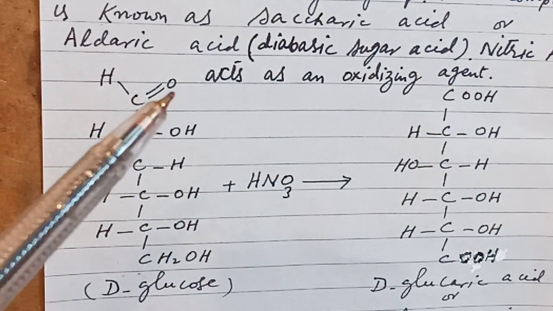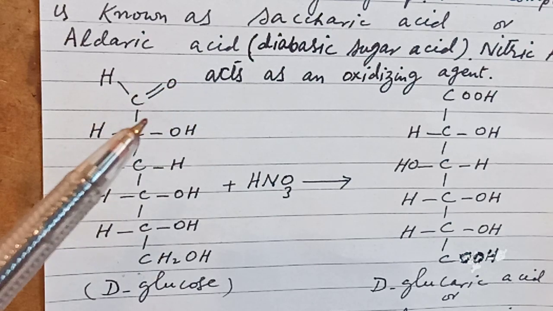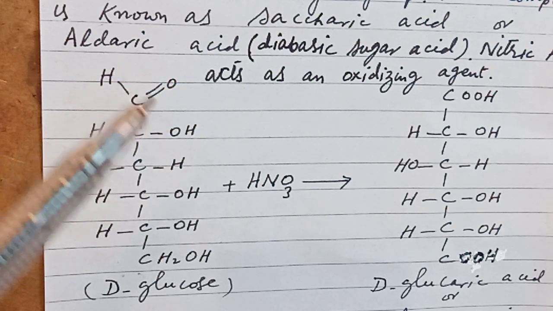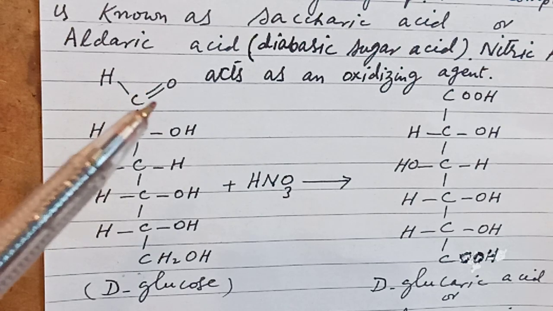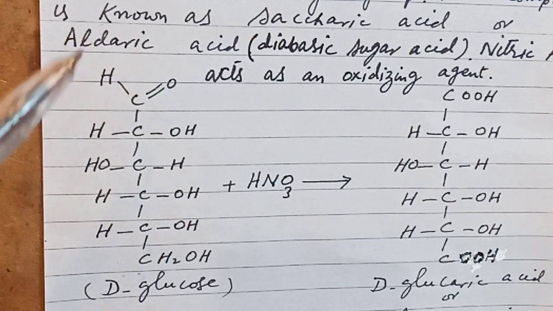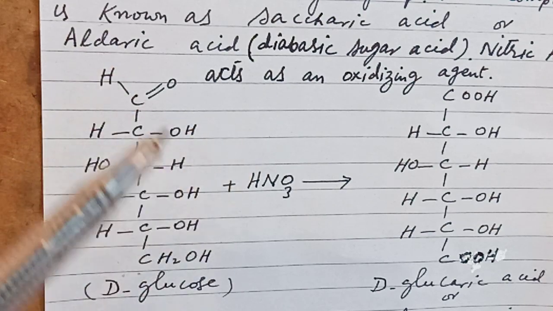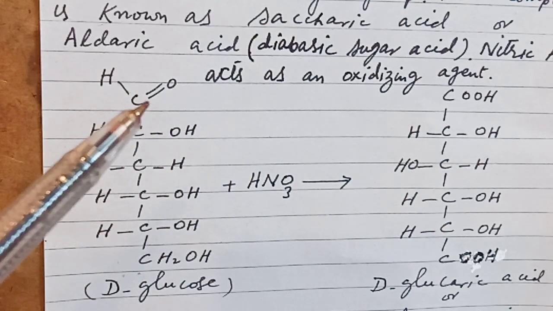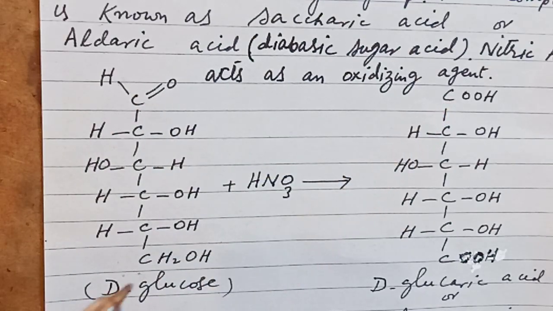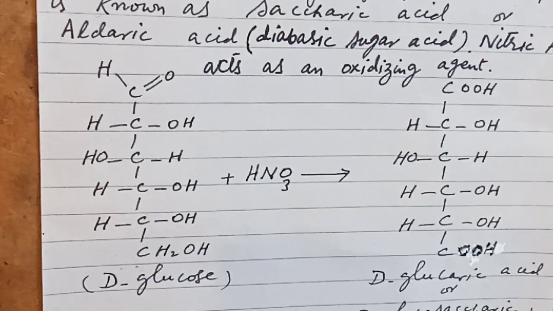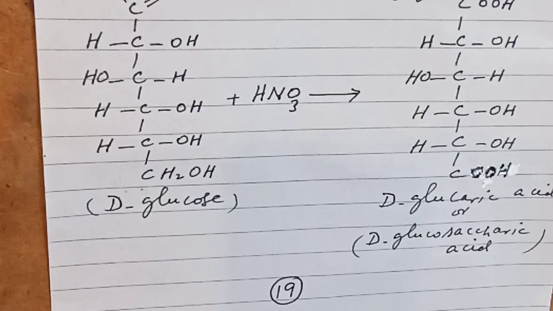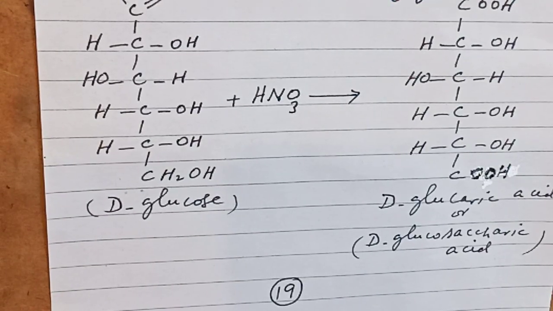So nitric acid acts as an oxidizing agent and will take electrons, and through the loss of electrons and hydrogen, the oxygen will react with the hydrogen and form the carboxyl group, and the alcoholic group will likewise form the carboxyl group. So at the first and sixth carbon atoms, carboxyl groups will be formed. This type of D-glucose will be converted to D-glucaric acid, or D-glucosaccharic acid.